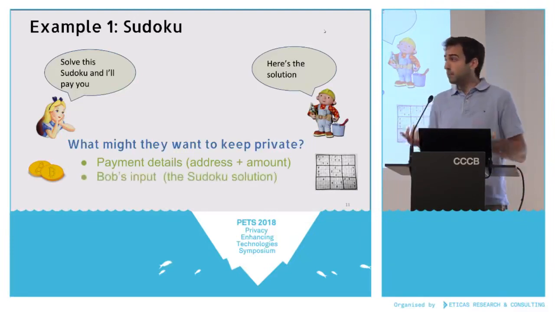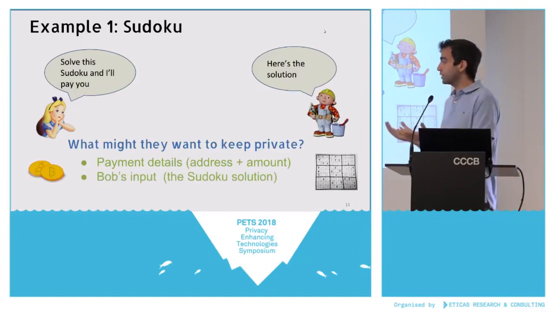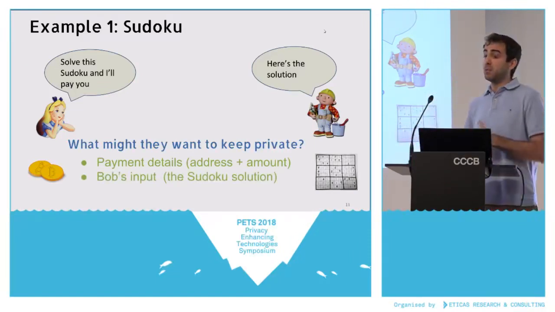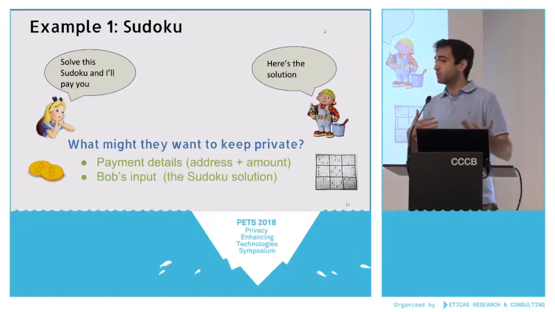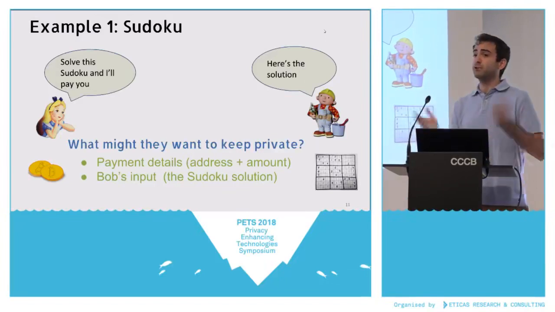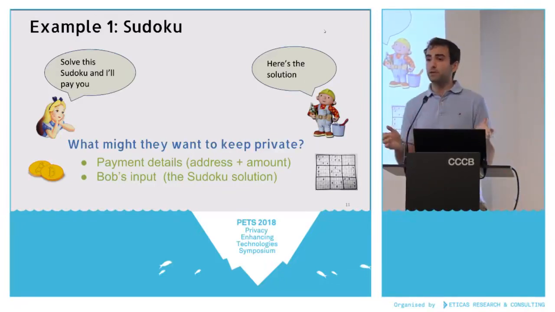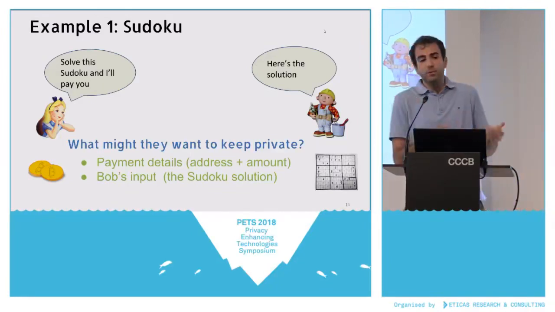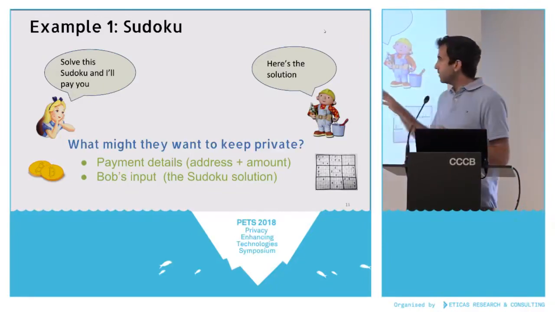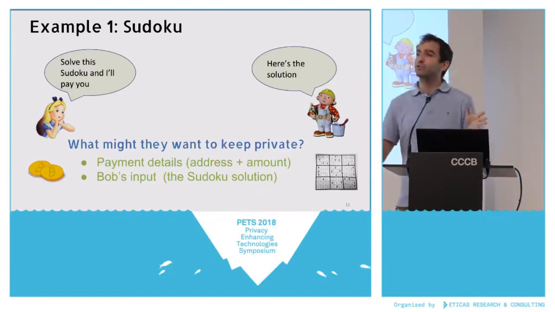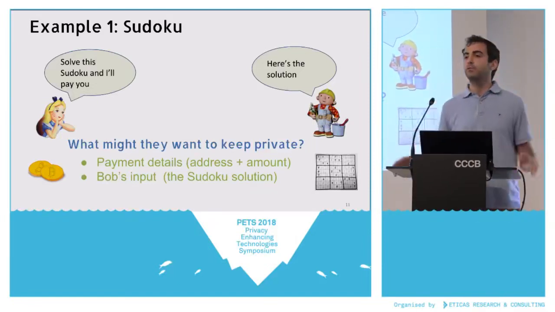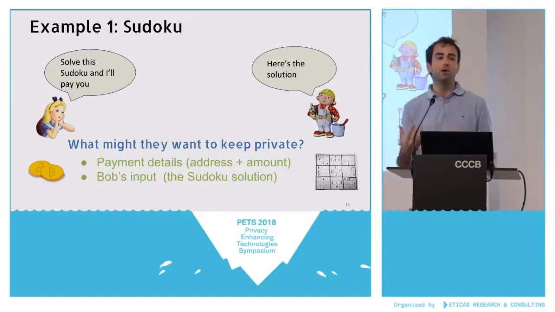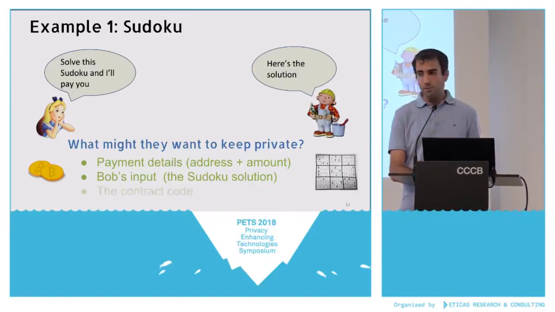So the input here, Bob's input, which is a Sudoku solution, you might want to keep private. Maybe Alice wants to know it, so you're not going to hide it from Alice, but at least from an external observer, you don't want to post this solution on the blockchain because then everyone learns it. And you can also imagine a slightly modified contract where Alice says, I don't want the solution, I'll just pay you if you can prove to me that you know a solution. In which case, Bob would even want to hide his input from Alice.